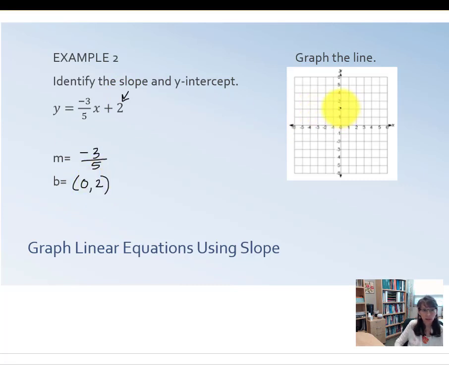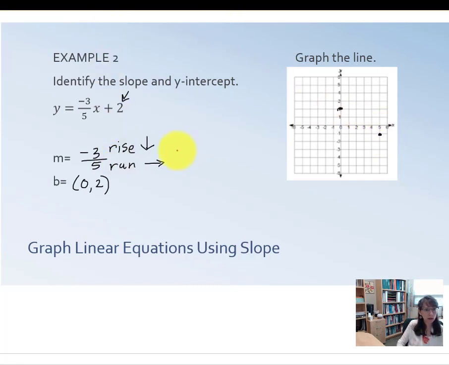I'll start by plotting 0, 2. And from that ordered pair, I'll rise and run according to our slope. So the way I've written it, rise is negative. So I go down 3 units, and then run is +5, so I go to the right 5 units. So going down 3 and over 5, I would have another ordered pair.